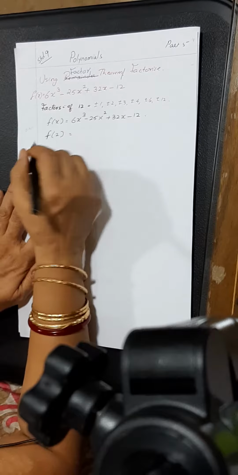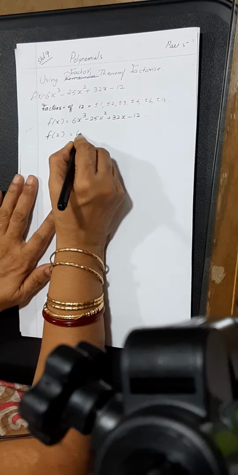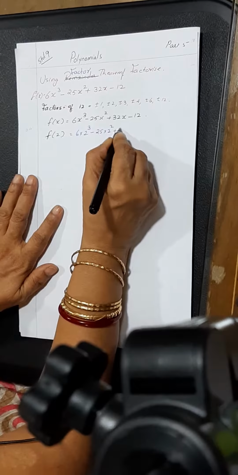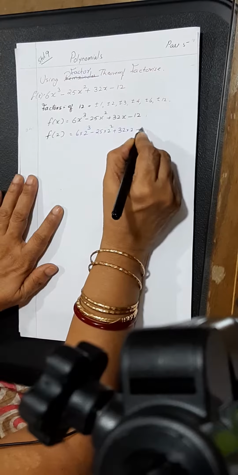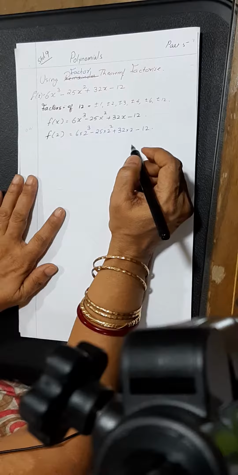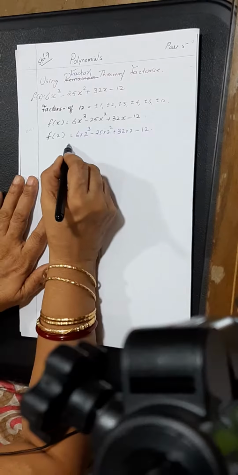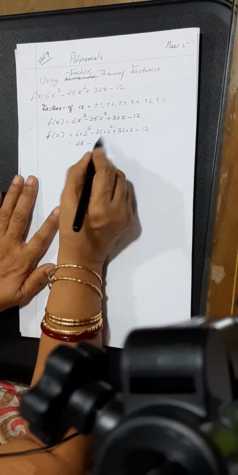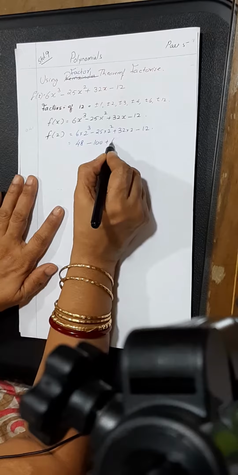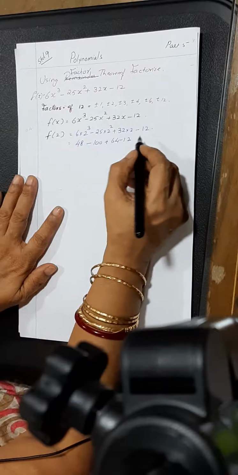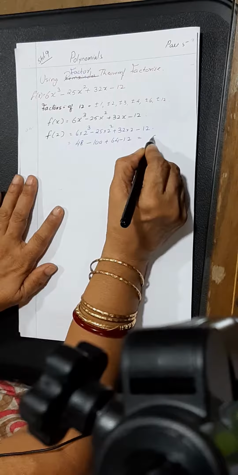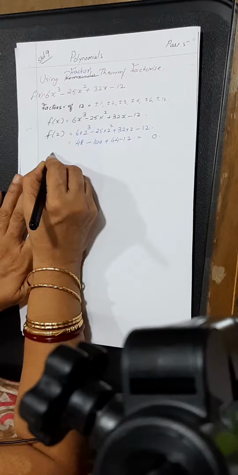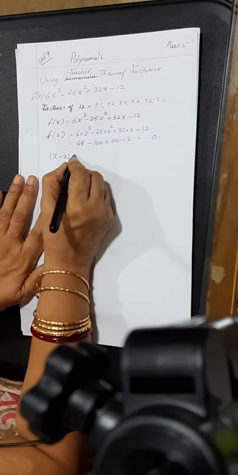So I am trying it with f of 2. So you get 6 into 2 cube minus 25 into 2 squared plus 32 into 2 minus 12. If you simplify this, you get 48 minus 100 plus 64 minus 12. So this, if you do, is equal to 0. So that means f of 2 is 0. That means x minus 2 is a factor.